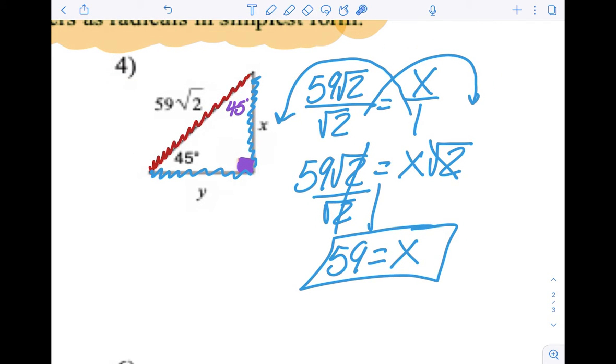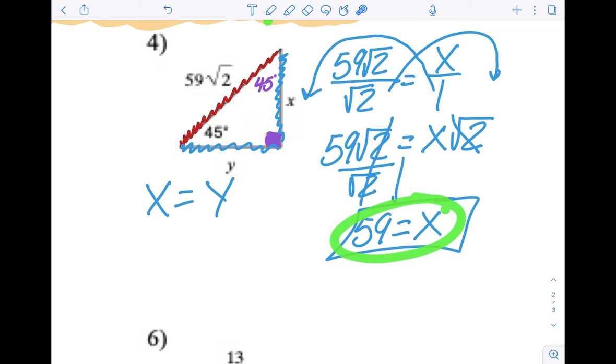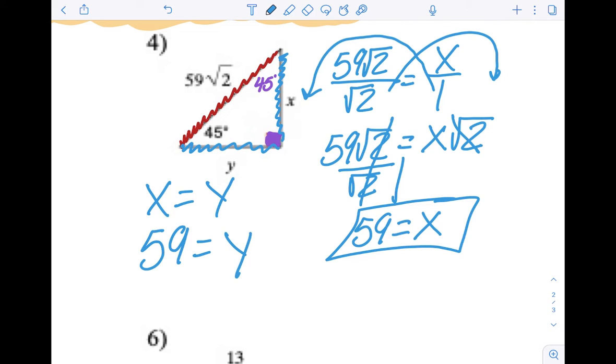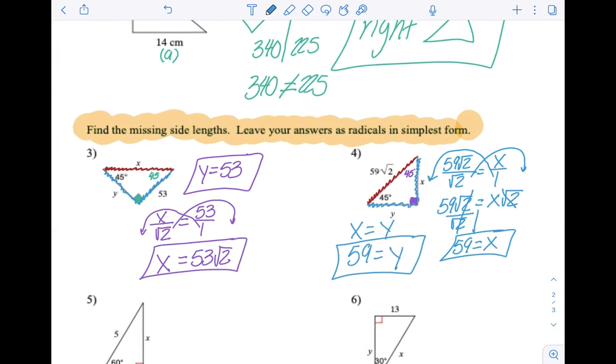And since both of these are blue and blue, that means that these are equal, so x is equal to y. So x is equal to y now. And I can substitute my x because I know x is 59. So I can say 59 is equal to y. And look at that. I have found my x and I have found my y. Okay? So you're definitely going to see some problems like that in the quiz.